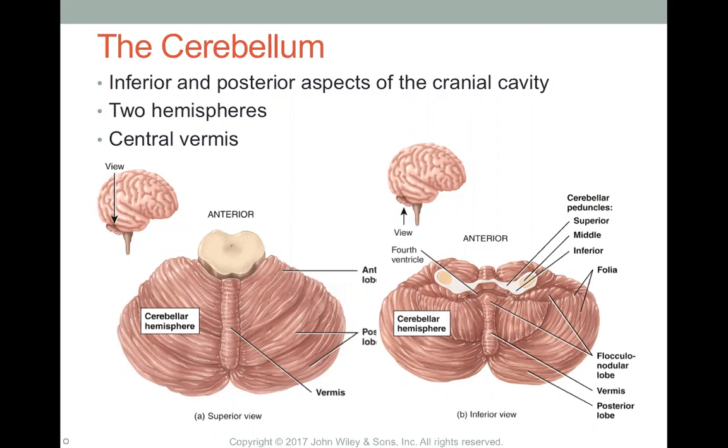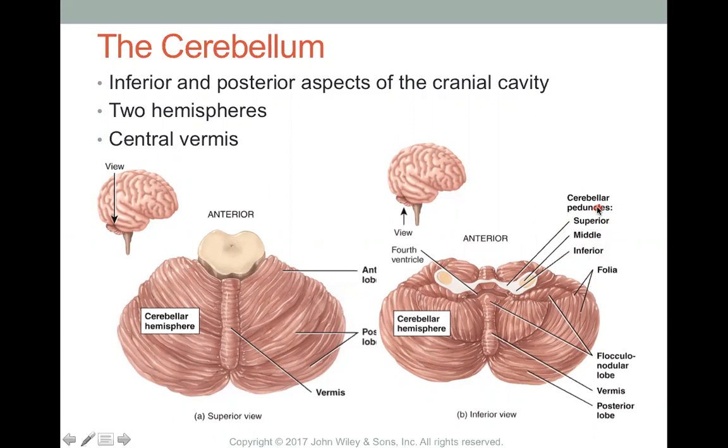The cerebellum occupies the inferior and the posterior aspects of your cranial cavity, and it has two hemispheres and a central vermis. This central vermis is constricted. The word vermis means worm-like, so you see it looks like worms. The cerebellum is attached to the brain stem by three pairs of cerebellar peduncles.